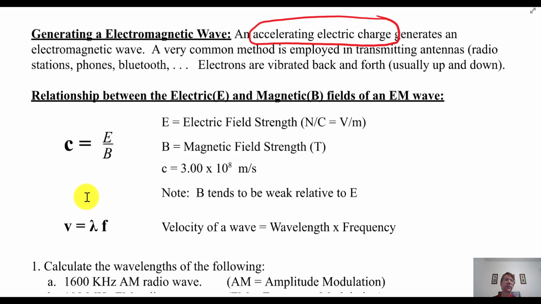Anyway, here's another interesting relationship between electric and magnetic fields of electromagnetic radiation, or electromagnetic waves. And that is C equals E over B. Interesting relationship, where C still is the 3 times 10 to the 8th meters per second. It's equal to the electric field strength divided by the magnetic field strength. We'll do a problem on that. Simple relationship. That always comes out to be C, 3 times 10 to the 8th.